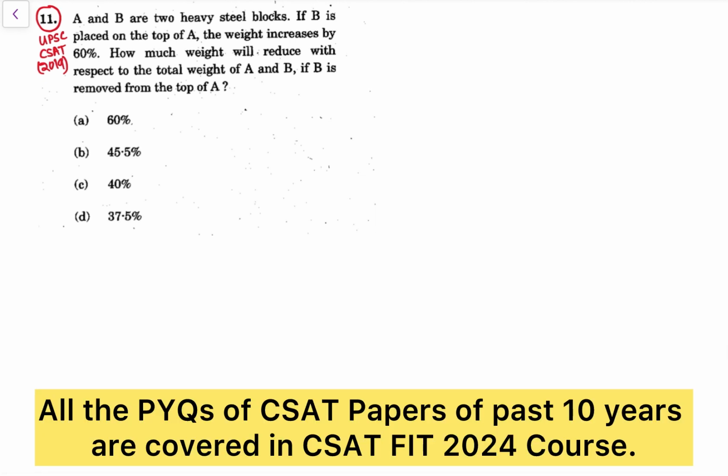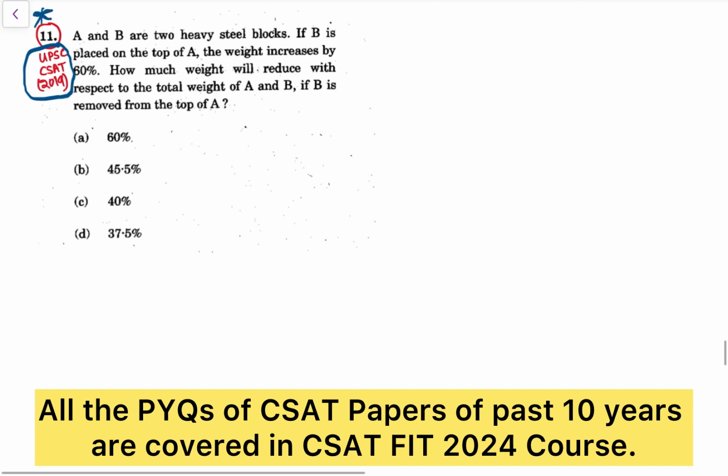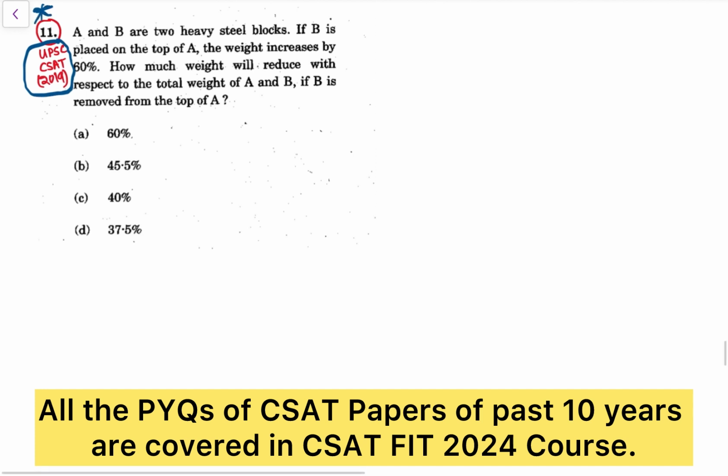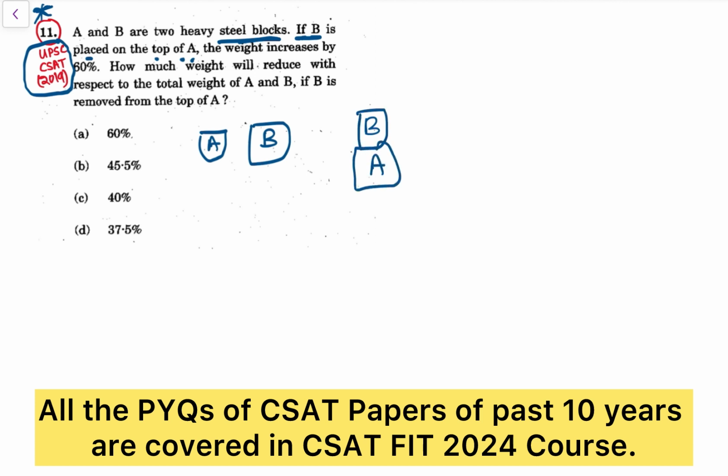Again, this question was asked in the CSAT paper of 2019. This is the UPSC CSAT paper, so it is important. A and B are two heavy steel blocks. If B is placed on top of A, the weight increases by 60%.